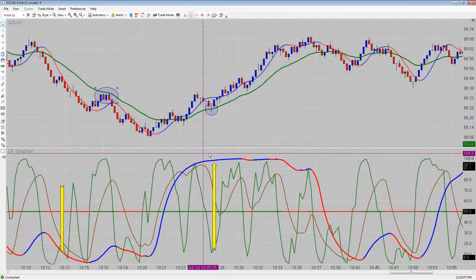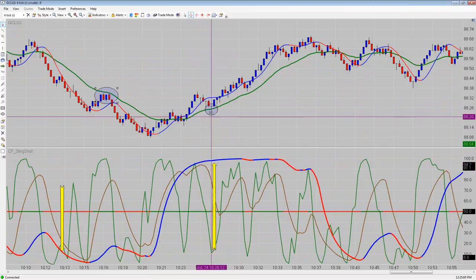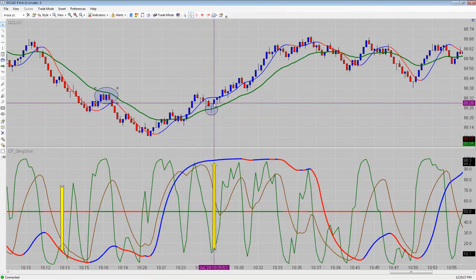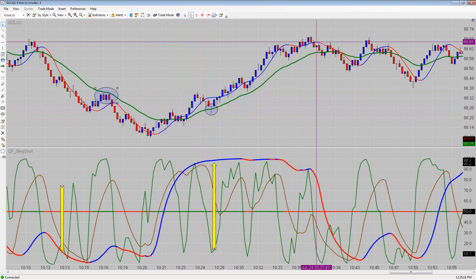You can see right here the cycle portion of the slingshot never turned red on the pullback, and the MA1 also never turned red on the pullback. Your bullish cross comes back down, tests the BBC, gives an up close. That's the opportunity to get long right in there. Okay.